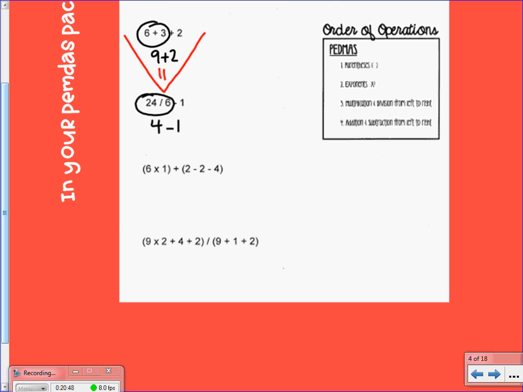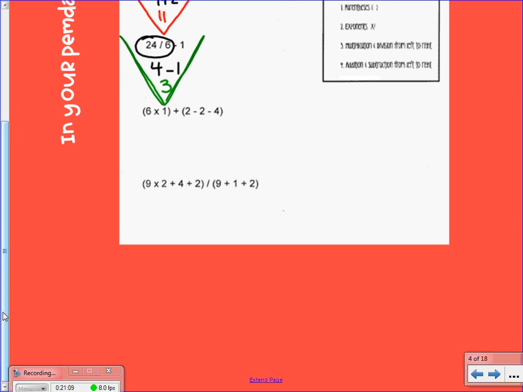The universe was pretty nice to us and we didn't have too long of a problem. So all we have left is one operation. 4 minus 1 is 3. You draw your triangle to show we got all the way to the bottom. And success.